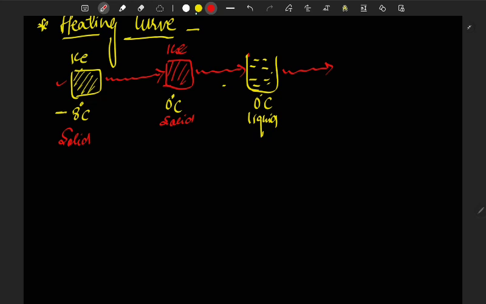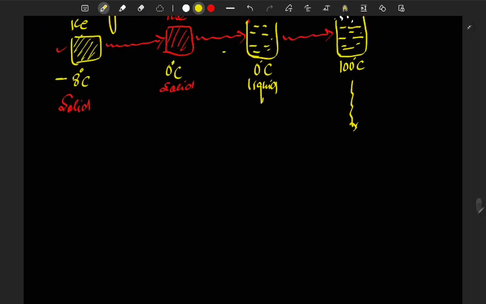When we supply more heat, this water's temperature is going to increase, and at a certain time it will attain a temperature of 100 degrees Celsius. So at 100 degrees Celsius what will happen? This water starts boiling. Now this water is going to convert into what? Vapor, but it will happen again at constant temperature.